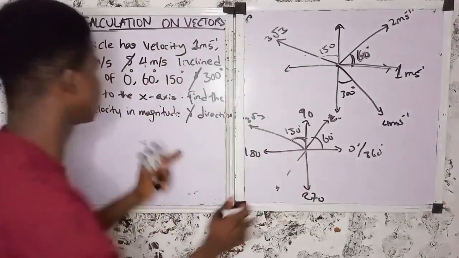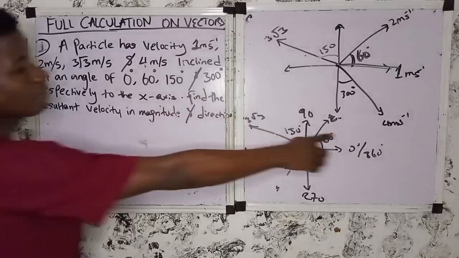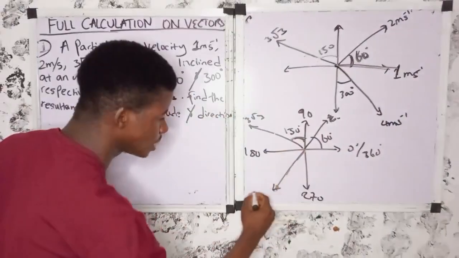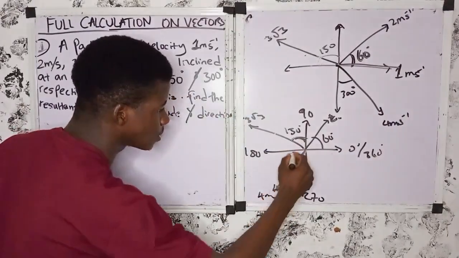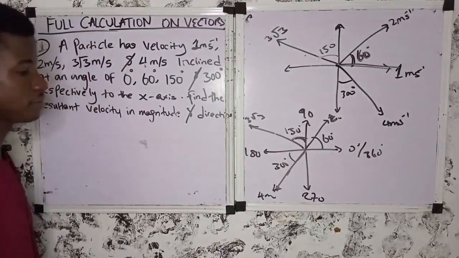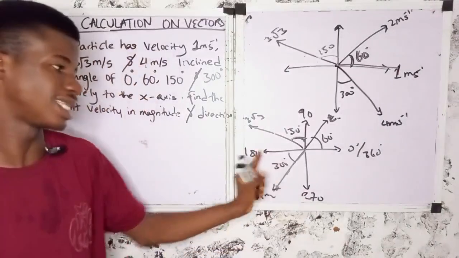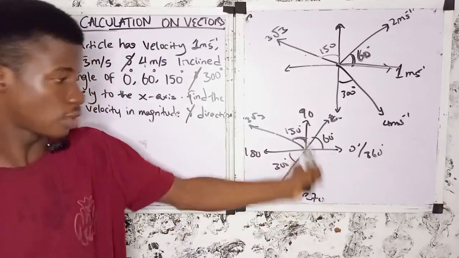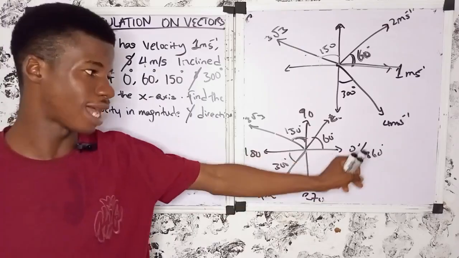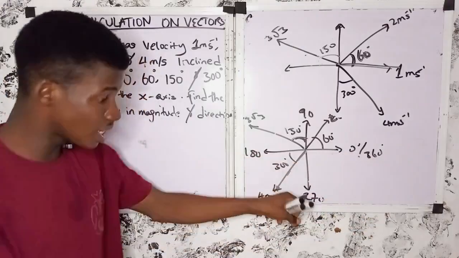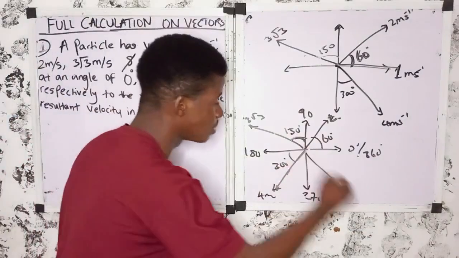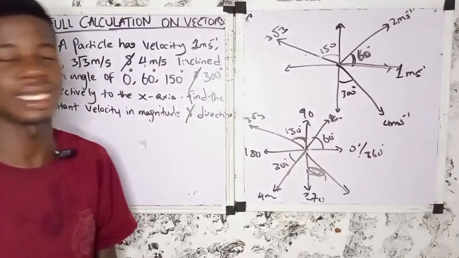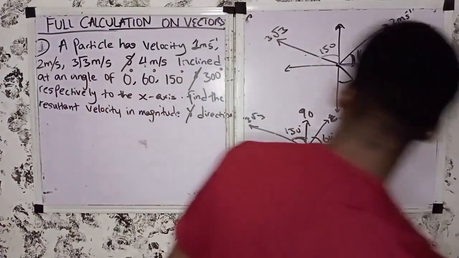Now what about the last part? They said 4 meter per second was inclined at 300 degree. I cannot put it here, because here is 270, and 270 is lesser than 300 degree. So 300 degree will be somewhere here, because this part is either 0 or 360 degree. Here is 270, so the 300 angle might be somewhere here. So that's how these are arranged. Yes, that is just this one.